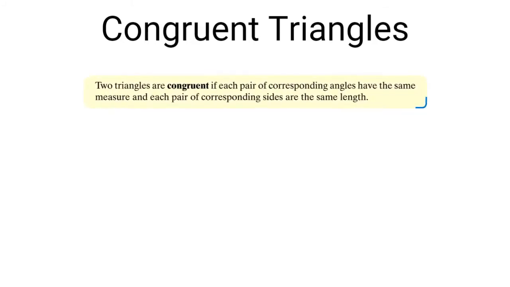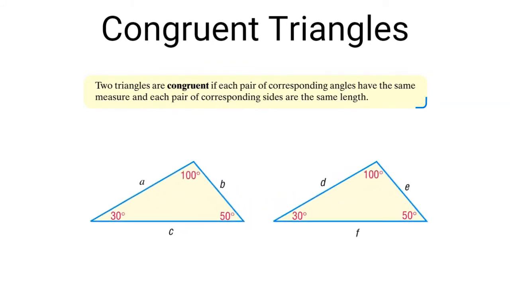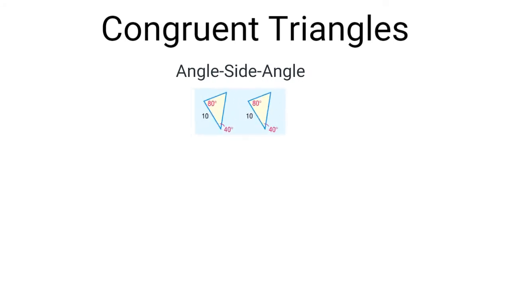2 triangles are congruent if each pair of corresponding angles have the same measure and each pair of corresponding sides are the same length. For example, triangle ABC is congruent to triangle DEF. There are 3 ways to determine if triangles are congruent. One way is called angle side angle, and in this case, 2 triangles are congruent if 2 of the angles are equal and the lengths of the corresponding sides between the 2 angles are also equal.